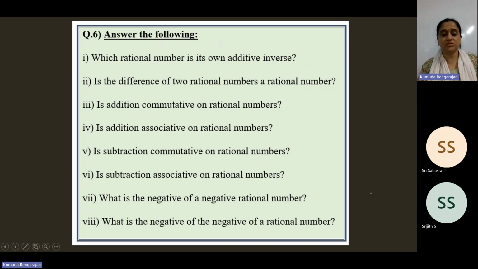You don't see the answer. You see the question here. See the question. I'll give you 2 more minutes. 3/4, and its negative is again the number itself. You can just think about it.